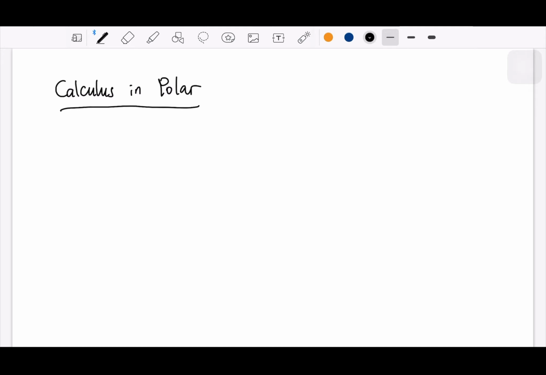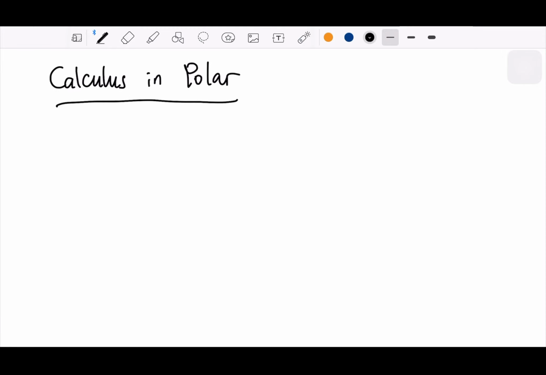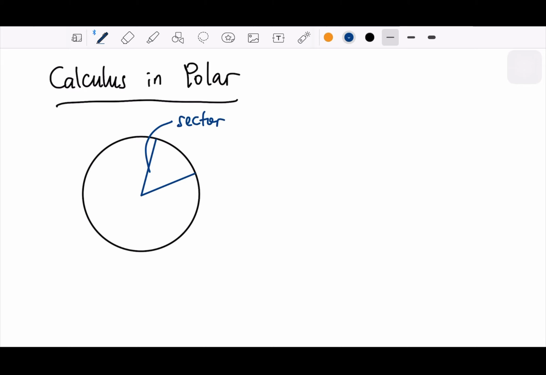Okay, the first approach for the calculus in polar is from the circle. Okay, and then we divide the circle and describe the sector. This is called the sector. So let's say this has a radius r, and we have a certain angle theta. Let's imagine when you divide pizza with your friends and you want to have a bigger pizza.